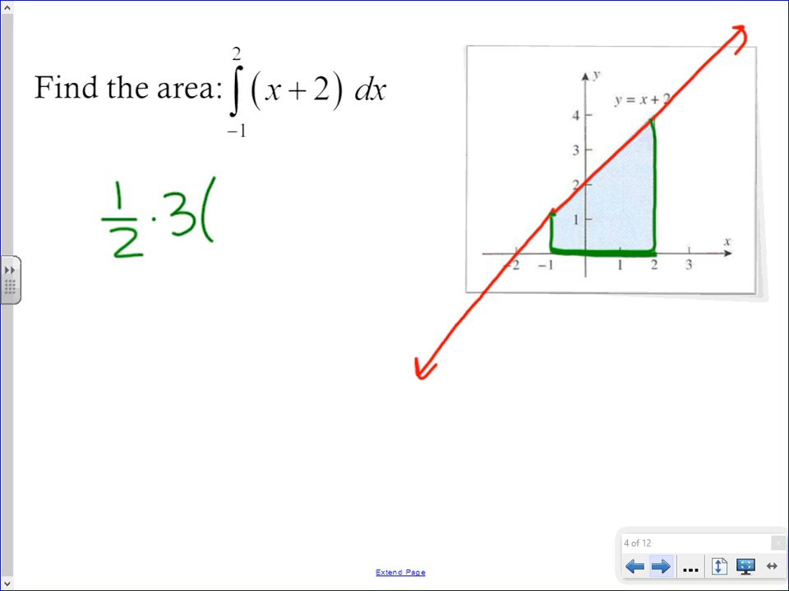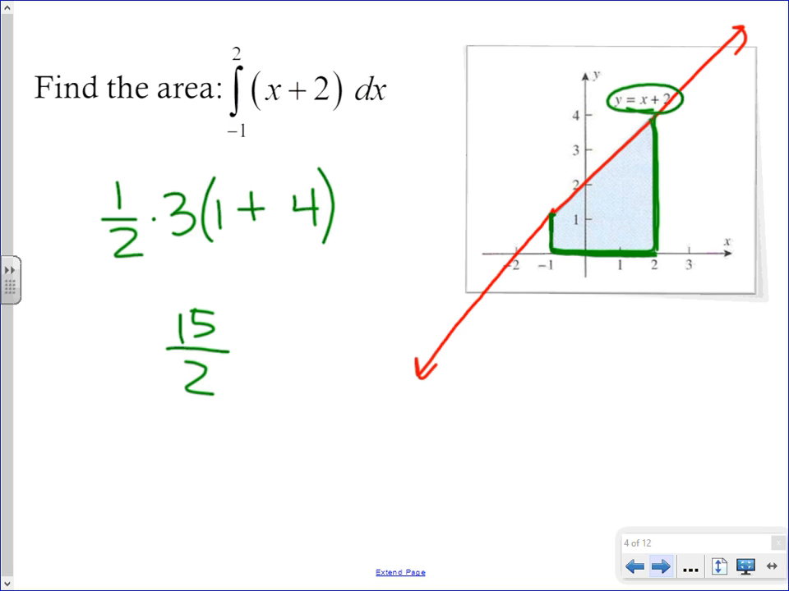1 and 4, right? So 15 halves is our area. So the 1 and the 4 would be on the sides. Yep. So this is the height. And if you're confused, you can always use the curve to get those heights. Or if you don't really like trapezoids, split it into a triangle and a rectangle. Nothing wrong with that.